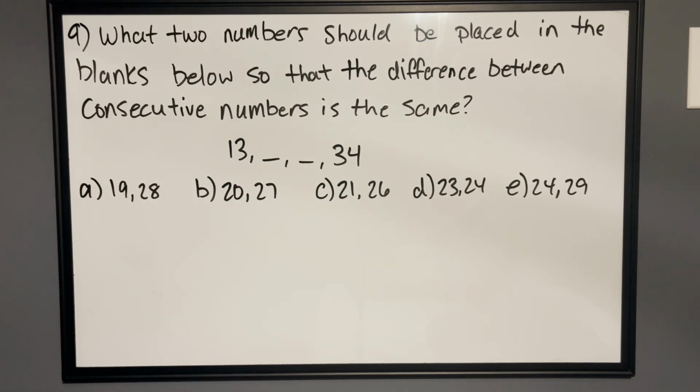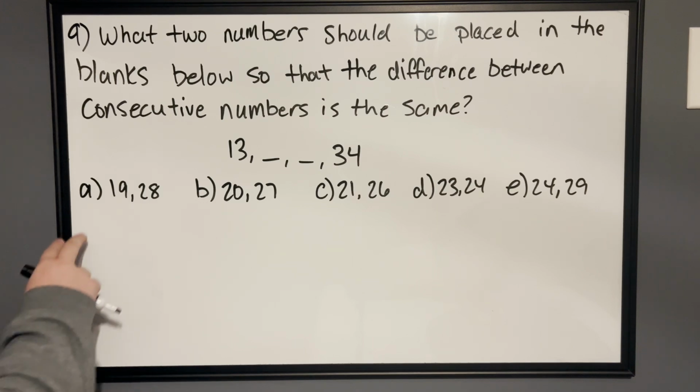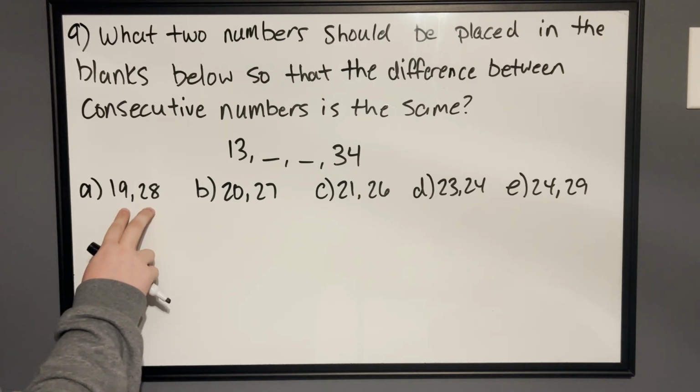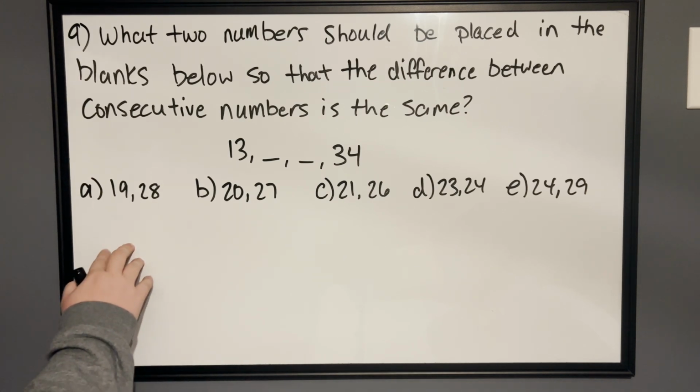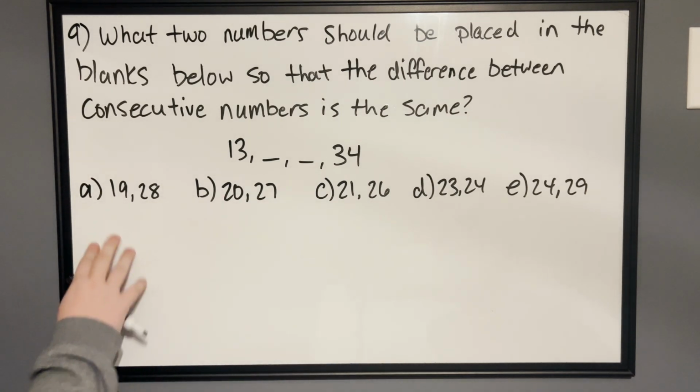So I think the easiest way to do this is just trial and error. Now, there are ways to do it without trial and error, but on the ACT test, you can figure this out really, really quickly. So we know that we want the consecutive distance to be the same. So let's look at these and figure out what the distance between the two are. So the distance between 19 and 28 is 9. So that means that the distance between every term should be 9 if this answer works.